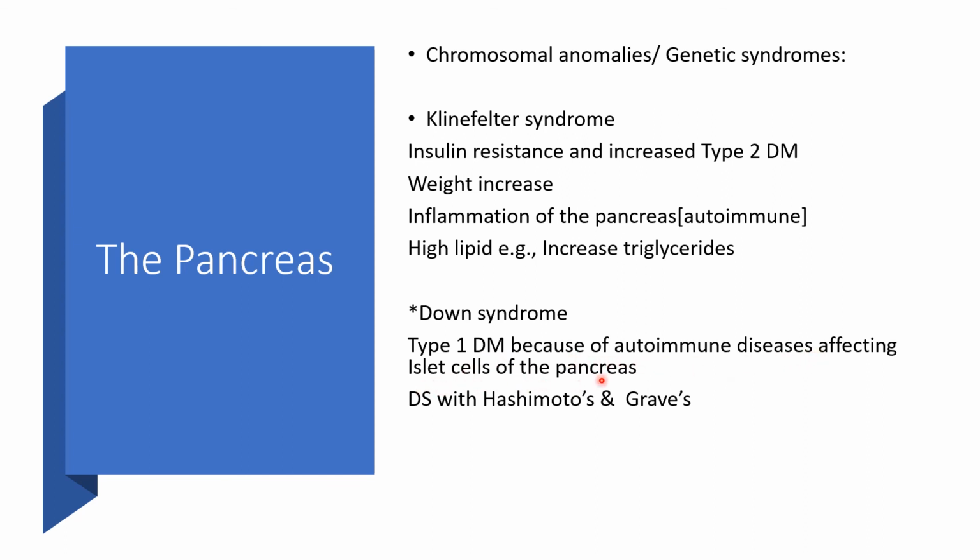Remember, Down syndrome people may come down with Hashimoto's and Graves' disease. These are both autoimmune conditions. And in medicine, we believe that once you're able to pick one autoimmune disease, you should look for other autoimmune diseases. So if you are able to pick Hashimoto's or Graves' in Down syndrome, then there may be autoimmune destruction of the pancreas also.